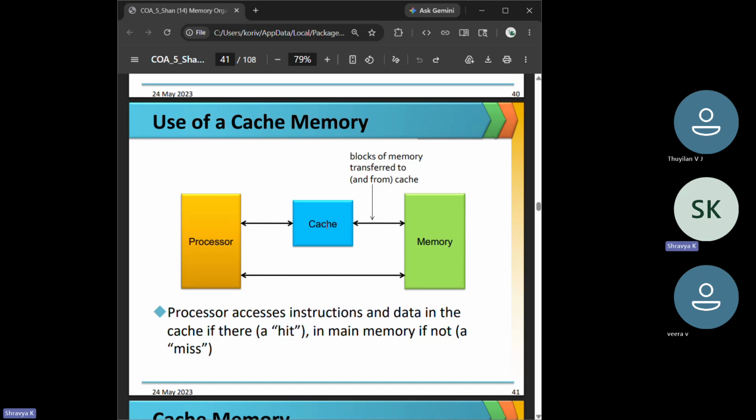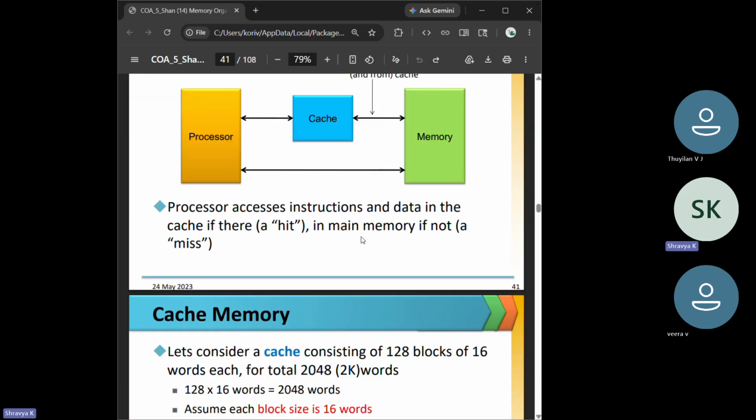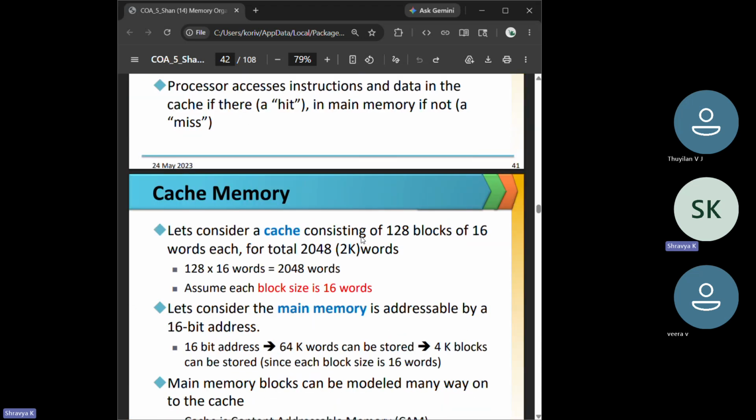And if it turns out that it's not present in the cache, then we can either go and look in the memory, or we can replace some block from the cache and bring in a new block from the memory to the cache. So a hit is when the block we're looking for is present in the cache, and a miss is when it is in the main memory and not in the cache. So that is a hit and a miss.